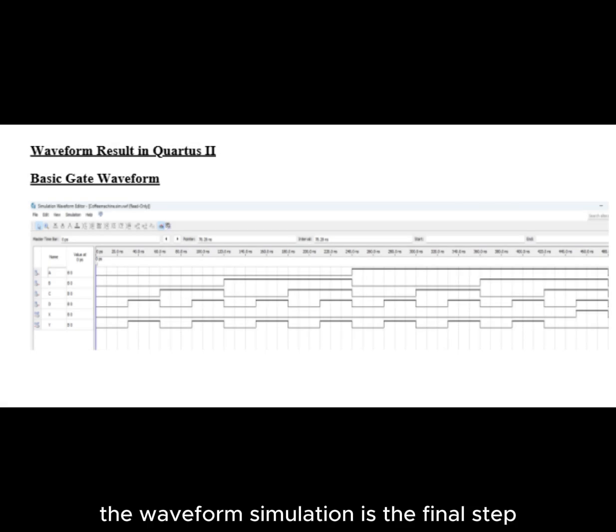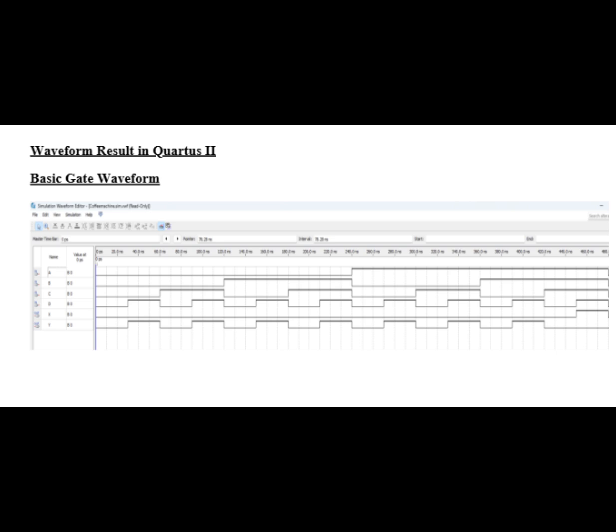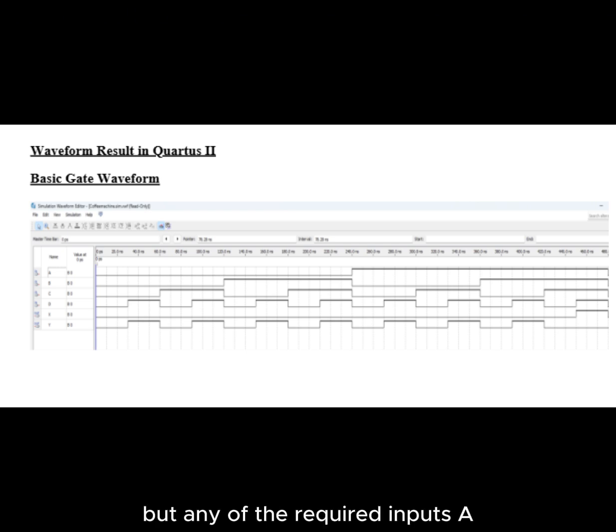The waveform simulation is the final step to verify our design. As you can see, brew enable X is only high when A, B, C and D are simultaneously high, for example, at the end of the simulation interval. On the other hand, error indicator Y is high whenever D is pressed but any of the required inputs A, B or C are low. Notice how Y is immediately activated whenever D goes high unless all other inputs are already high. This analysis confirms that our logic circuit correctly meets all the safety and operational requirements of the coffee machine control system.